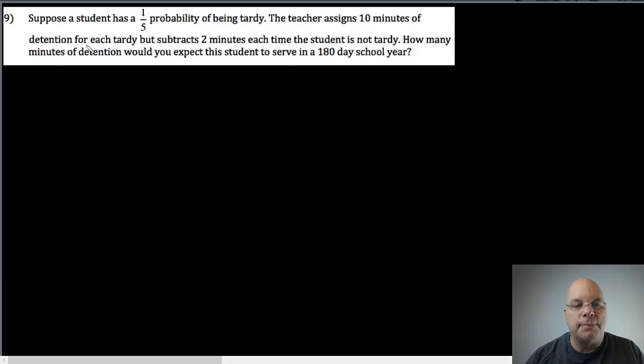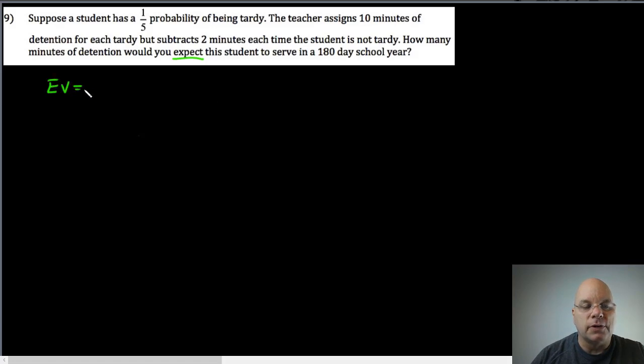The teacher assigns 10 minutes of detention for each tardy, but subtracts 2 minutes each time the student is not tardy. How many minutes of detention would you expect? Here's a key word here. Would you expect the student to serve in a 180-day school year? So this is an expected value problem.